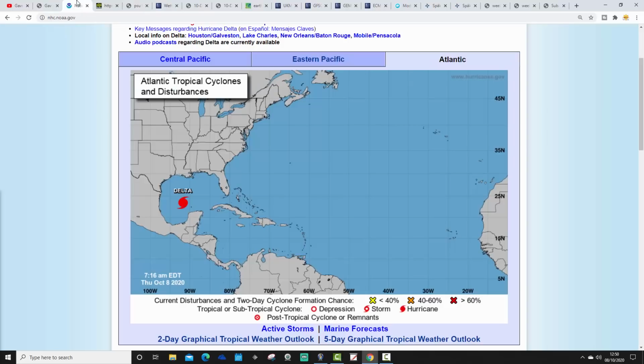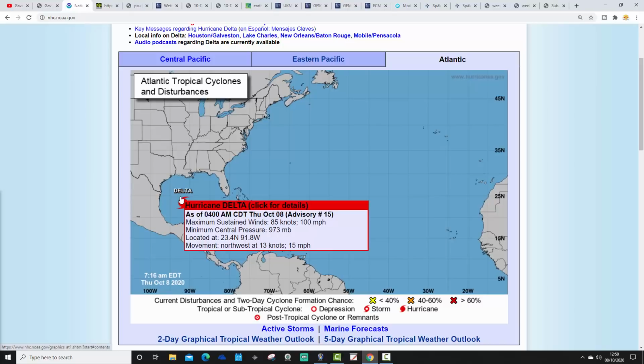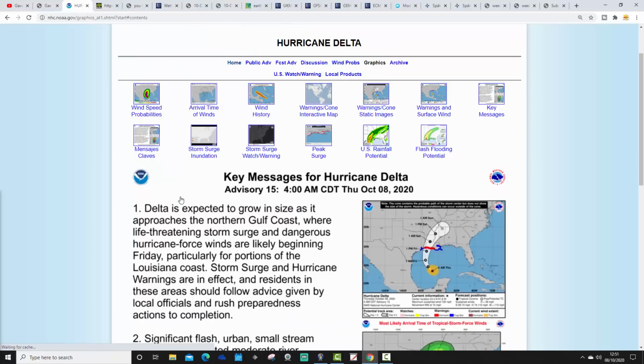Right, let's get on. I'm going to start off in the Tropical Atlantic. So we've got Hurricane Delta, just here in the Gulf of Mexico. So not actually in the Tropical Atlantic, we're in the Gulf of Mexico. That's moved up from the Caribbean and headed into the Gulf of Mexico. It's giving maximum sustained winds of 100 miles per hour with a minimum central pressure of 973 millibars, and it's moving northwestwards at 15 miles per hour.